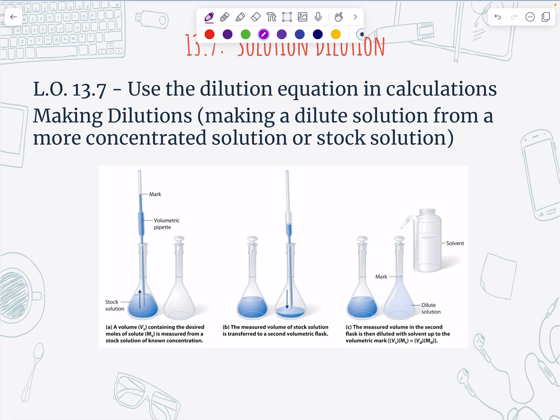The first thing that we would do is take out a very specific amount of a stock solution. The stock solution is concentrated. If you look at the picture here, it's really a darker blue. Then you can see I take out a specific amount and I add it to another volumetric flask. And then I add a solvent, usually water, to the mark, again, to dilute the solution.